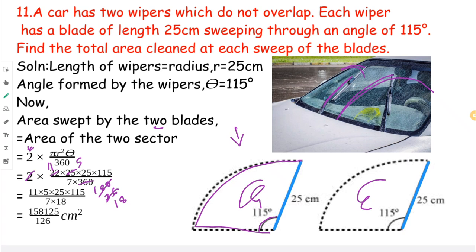So we get 11 into 5 into 25 into 115 divided by 7 into 18. So when you multiply both the numerator and denominator, that is the area, right? The area of the sector you're going to get to be 158125 divided by 126 centimeter square, which is the total area of the two blades.